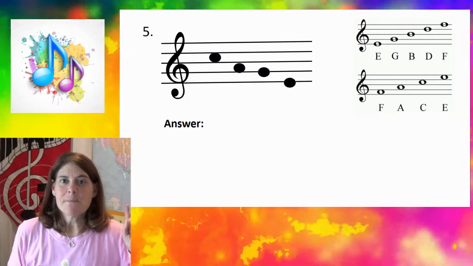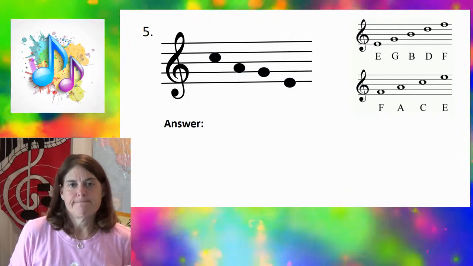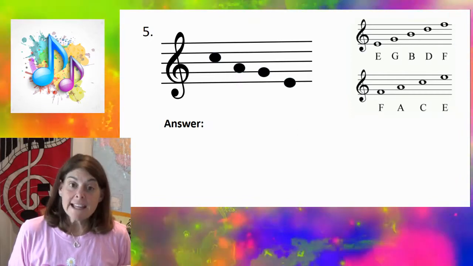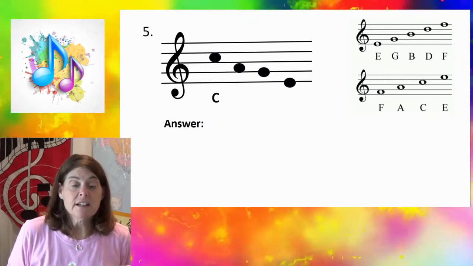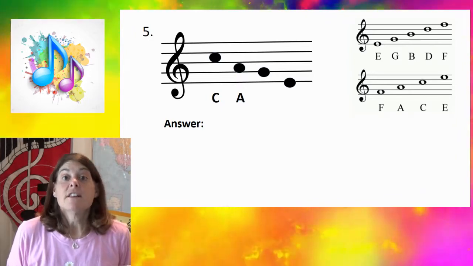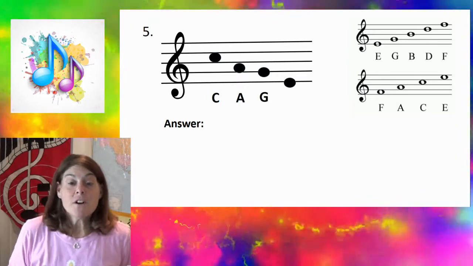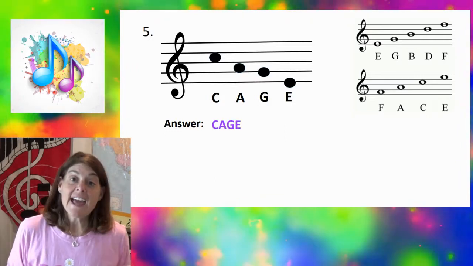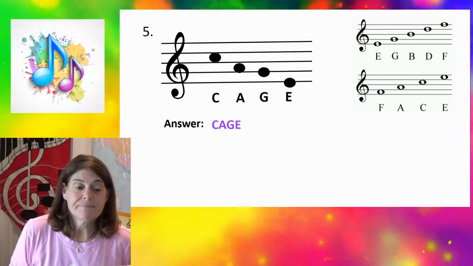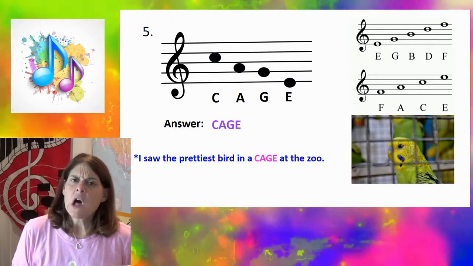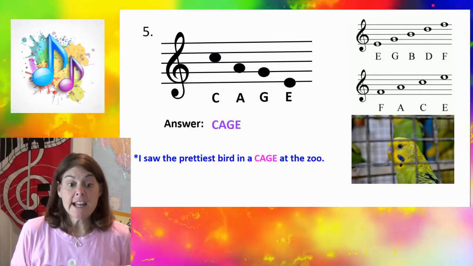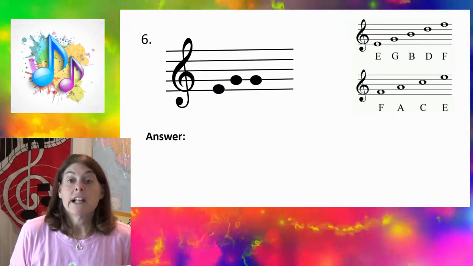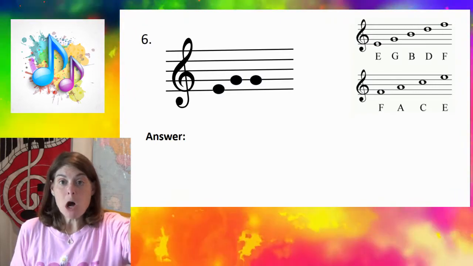Number 5, press pause. Number 5, answer: first note C, second note A, third note G, fourth note E. What does that spell? Cage! I saw the prettiest bird in a cage at the zoo. True fact. Number 6, press pause.